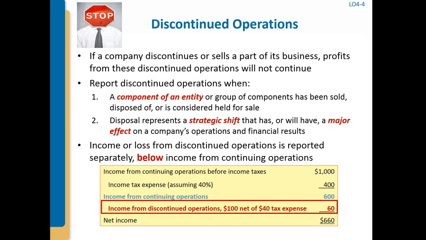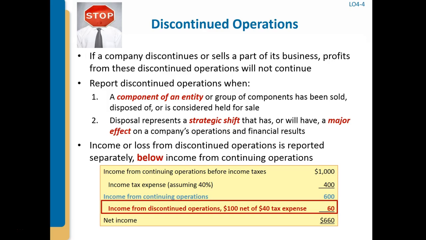financial results. So for the first item, a component of an entity includes activities and cash flows that can be clearly distinguished operationally and for financial reporting purposes from the rest of the company. A component could include an operating segment, a reporting unit, a subsidiary, or an asset group. For the second item, whether the disposal represents a strategic shift requires the judgment of company management.